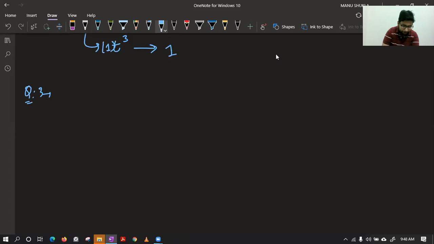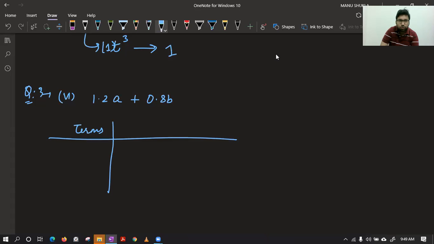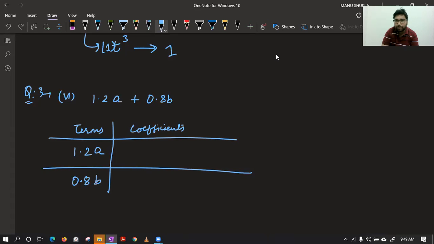Let me take the sixth part: 1.2a plus 0.8b. Class, let us find this one. The terms are 1.2a and 0.8b, and the coefficients are, in this case, class, tell me what is the coefficient of 1.2a.